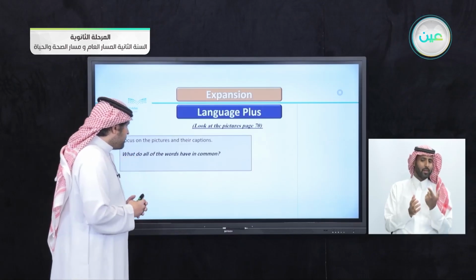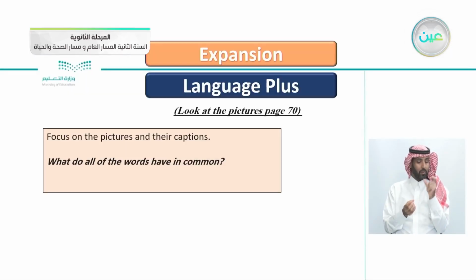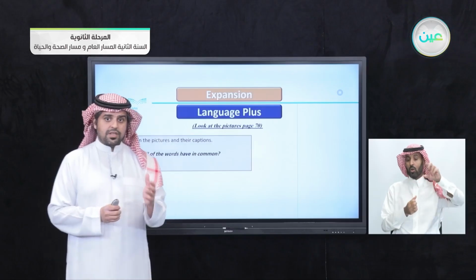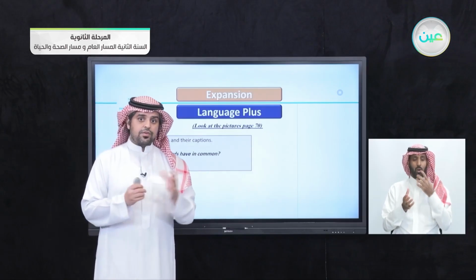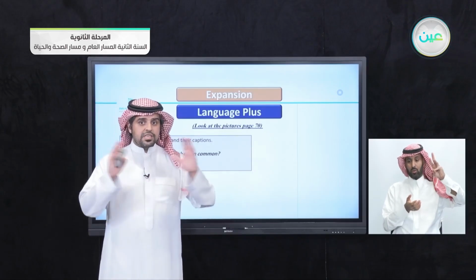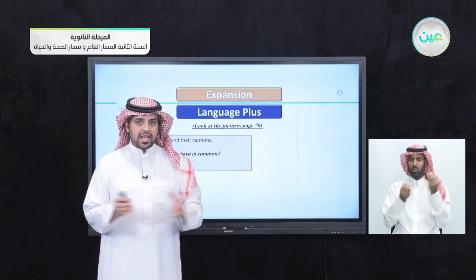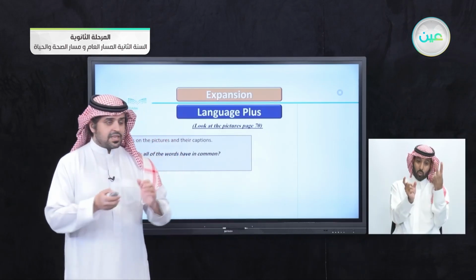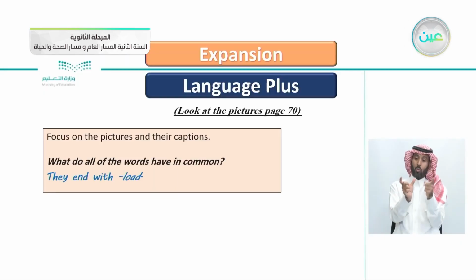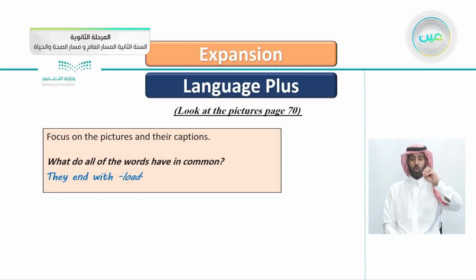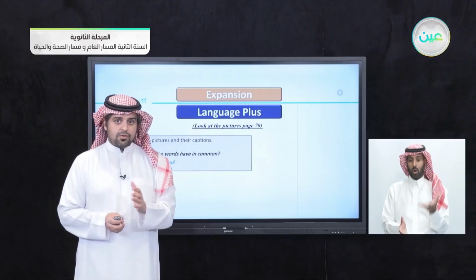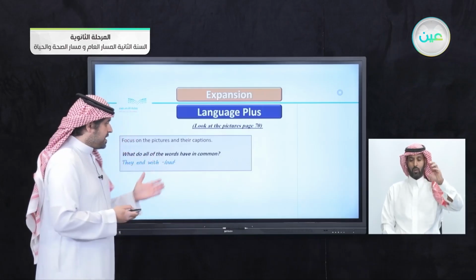What do all of these words have in common? Download, upload, offload, truckload, armload, overload. So what do all of these words have in common? Yes, that's correct. They end with the word load. Download, upload, overload, etc. That's correct.